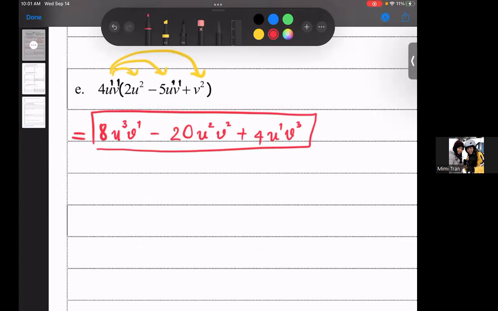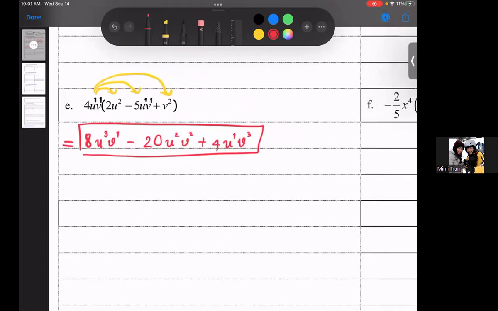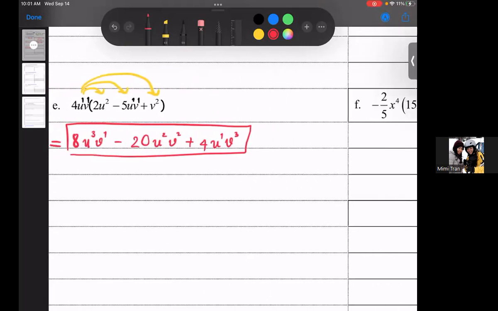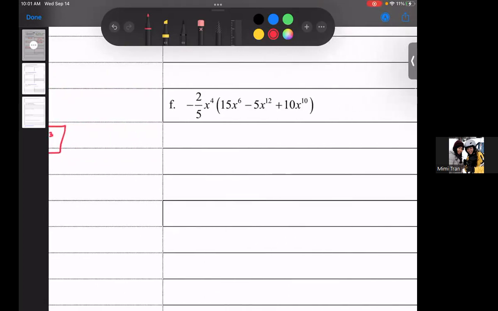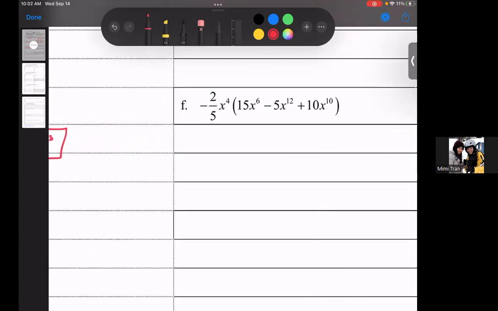Do you have any question for this one? That's a little bit hairy. Am I writing in descending order? Yes, I do. So u cubed, u squared, v to the first. Okay. F, a little bit not too complicated, but just slightly more.